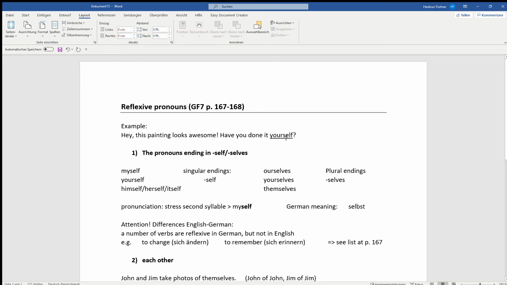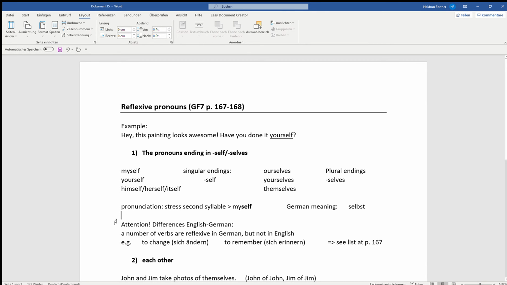Now, yourself already indicates we are looking at reflexive pronouns, so pronouns ending in self or selves. We have myself, yourself, himself, herself, itself. So the singular endings are all self, S-E-L-F, and the plural endings are all selves, S-E-L-V-E-S. So ourselves, yourselves, themselves. Now, the pronunciation: the stress is always on the second syllable, so it's myself and not myself. Then the German meaning is selbst. So this example says, hast du es selbst gemacht?